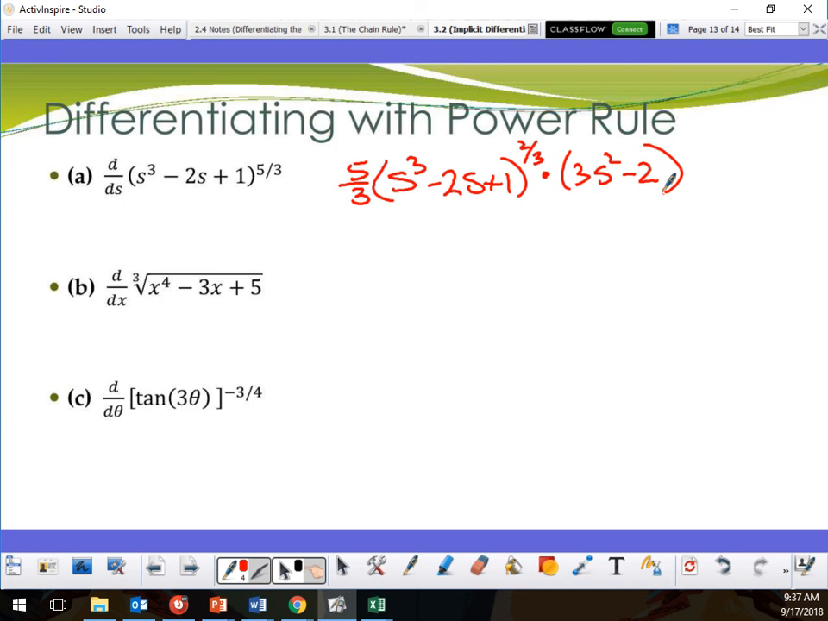All right, so part B, what would B be? If I was to rewrite B first, this would be 1/3 x to the 4th minus 3x plus 5, to the 1/3 power. And then chain rule again. All right, do you guys need to go through and do the rest of these? No. Okay. All right, there we go.